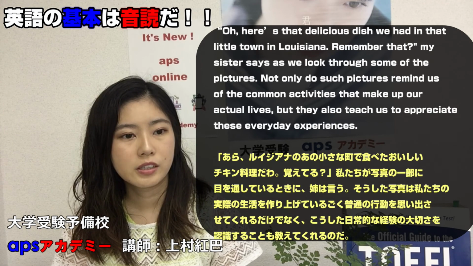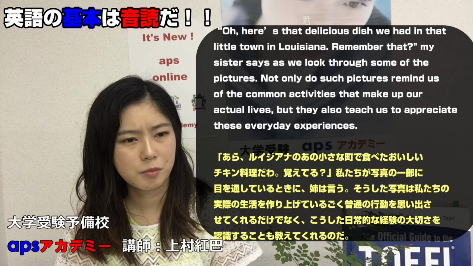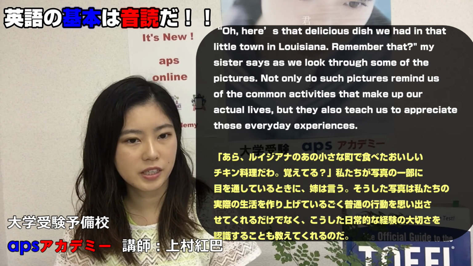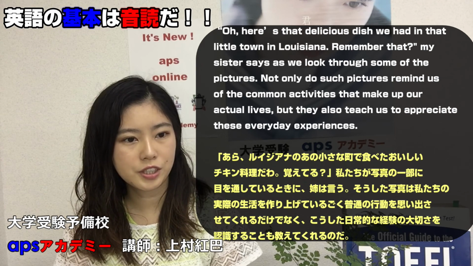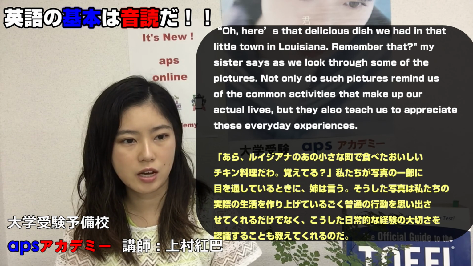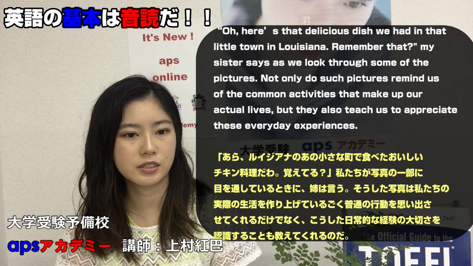"Oh, here's that delicious dish we had in that little town in Louisiana. Remember that?" my sister says, as we look through some of the pictures. Not only do such pictures remind us of the common activities that make up our actual lives, but they also teach us to appreciate these everyday experiences.